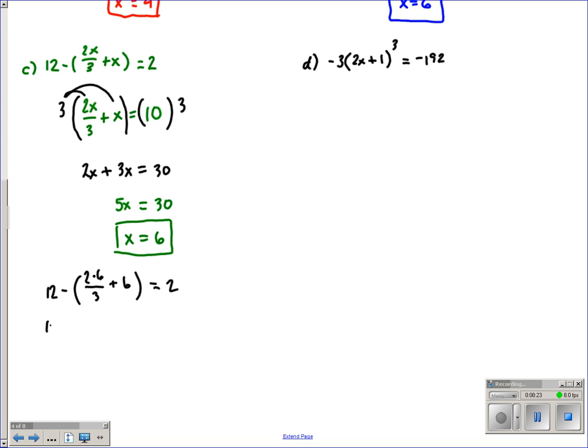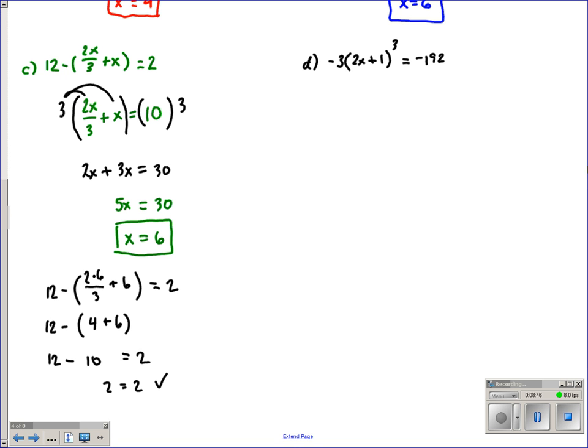Let's see what happens. 12 minus 2 times 6 is 12, divided by 3 is 4. So we're going to say 12 minus the quantity of 4 plus 6. 4 plus 6 is 10, so we get 12 minus 10 is going to equal 2. And that is a true statement. We know we are correct. So x does equal 6.